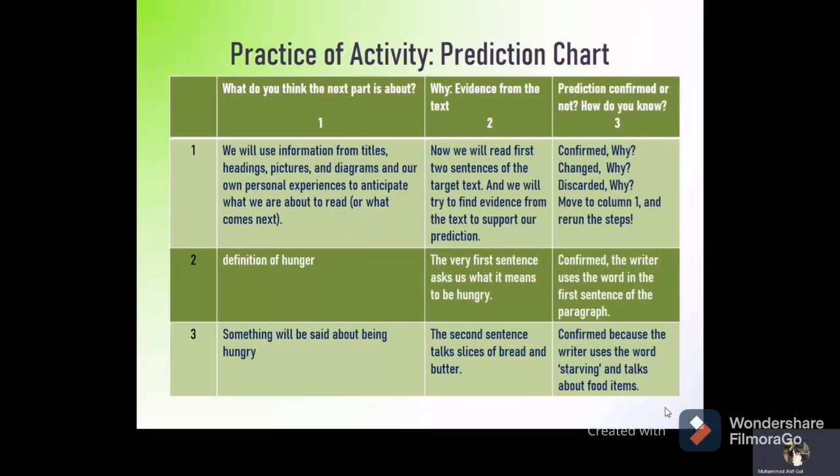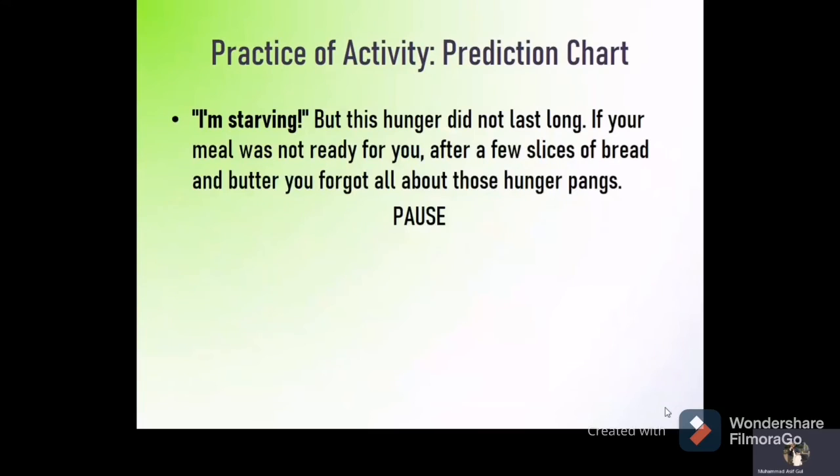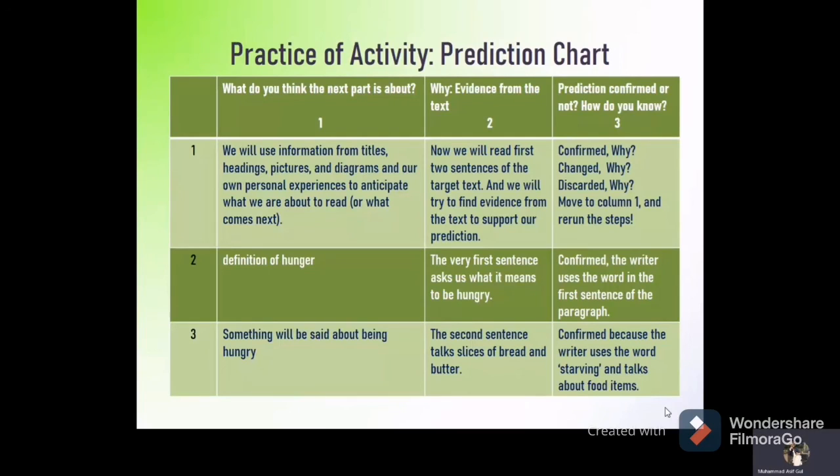Now we'll move back to the text to find supporting details for our prediction. If we read through it: but this hunger did not last long. If your meal was not ready for you after a few slices of bread and butter, you forgot all about those hunger pangs. Once again, you see that the second sentence talks about slices of bread and butter. So our prediction is once again supported by details from the text. We are talking about food items, so we are talking about hunger. Once again, our prediction has been confirmed by the text because the writer uses the word starving.